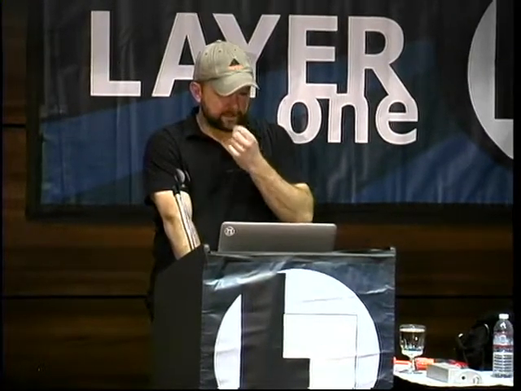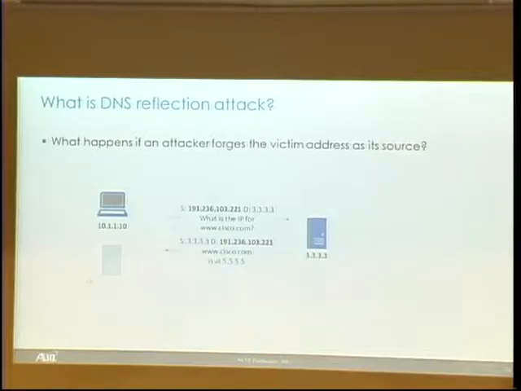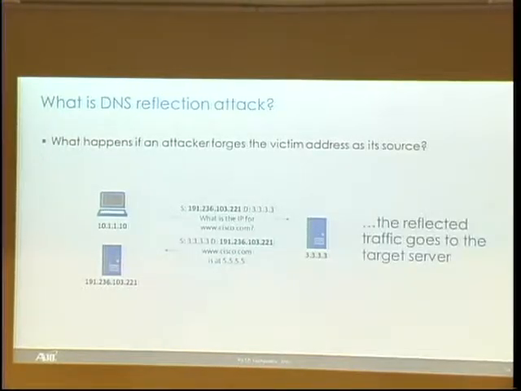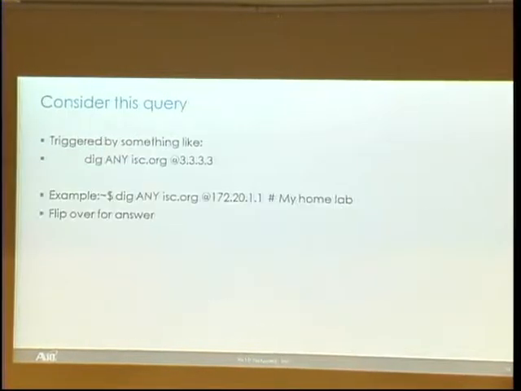Okay, so what the DNS reflection attack looks like is very simple. I am sending a query to somebody. Can you see the mouse? Yeah, it's showing on the screen. So see, this is not my IP, this is my victim. Then this recursive resolver answers to that particular server with the answer to my question. Now, what if I was to send this query to many, many more servers? Well, I get many, many more answers going to my victim.